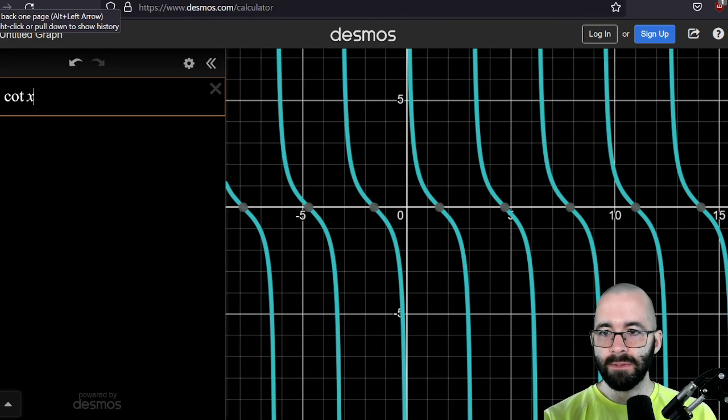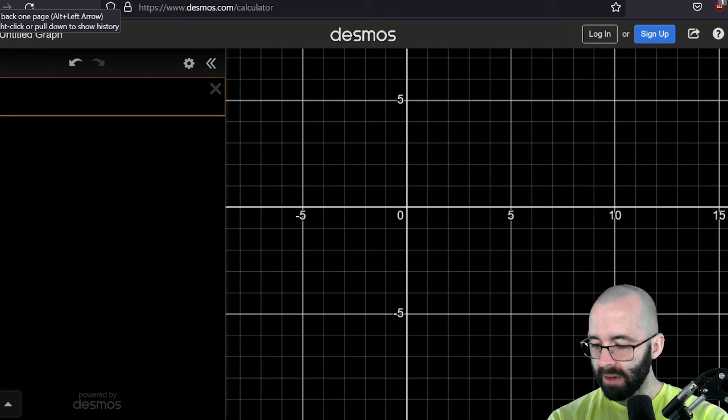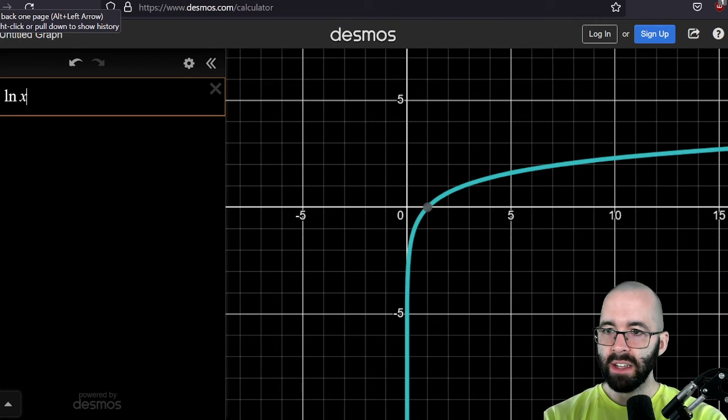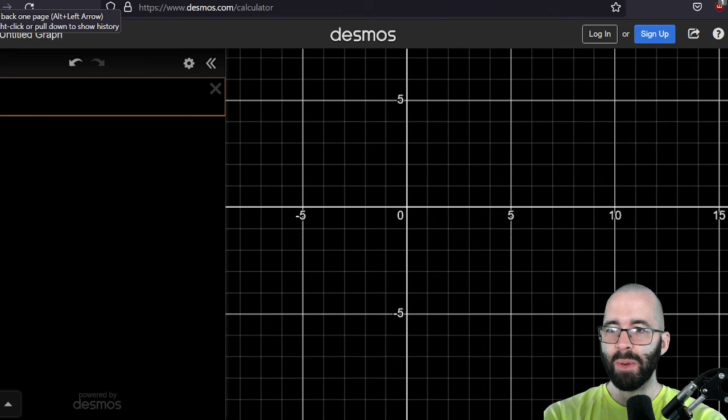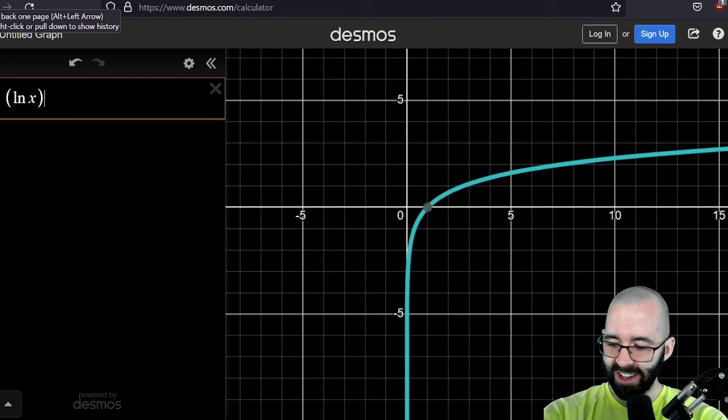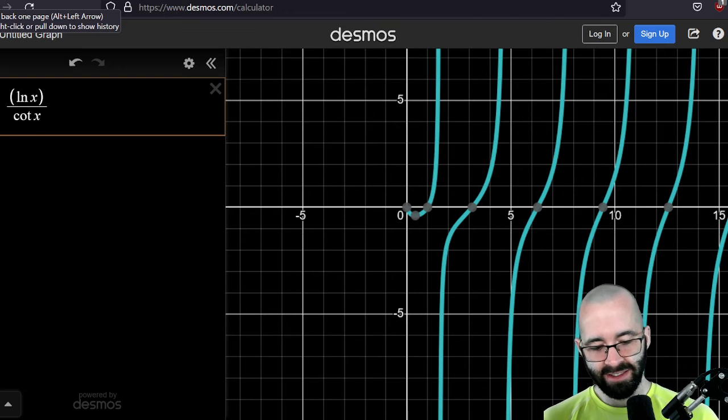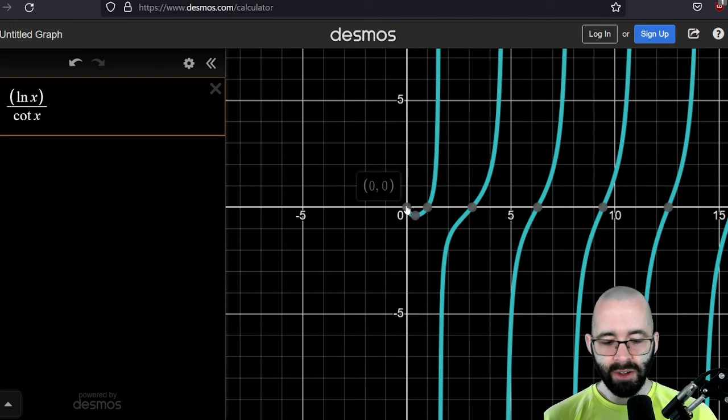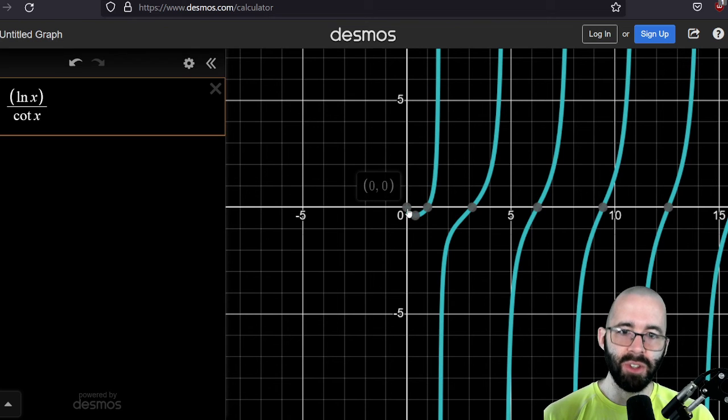Let's visualize this. We're looking at the natural log of x. I don't remember what problem we're doing. Is it really the natural log of x divided by cotangent, as x approaches 0? Yep, you can see it's not actually defined at 0. Don't let Desmos fool you here. But the limit approaches 0. The function doesn't exist at 0.